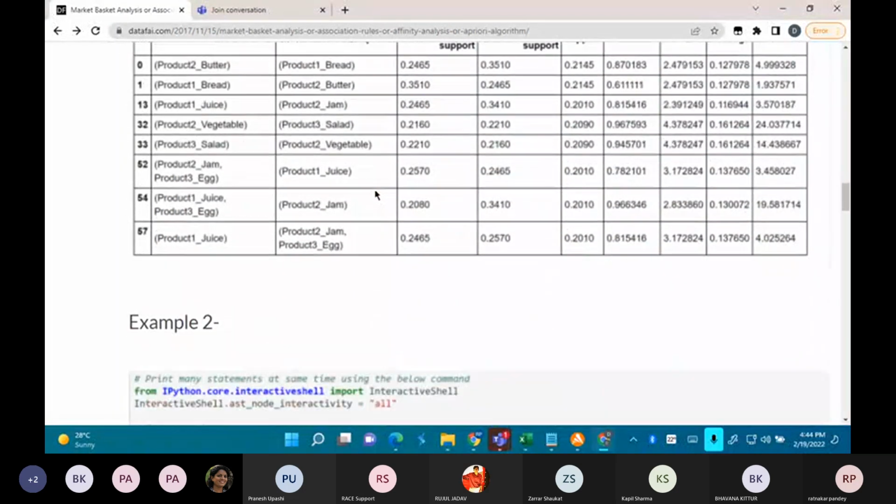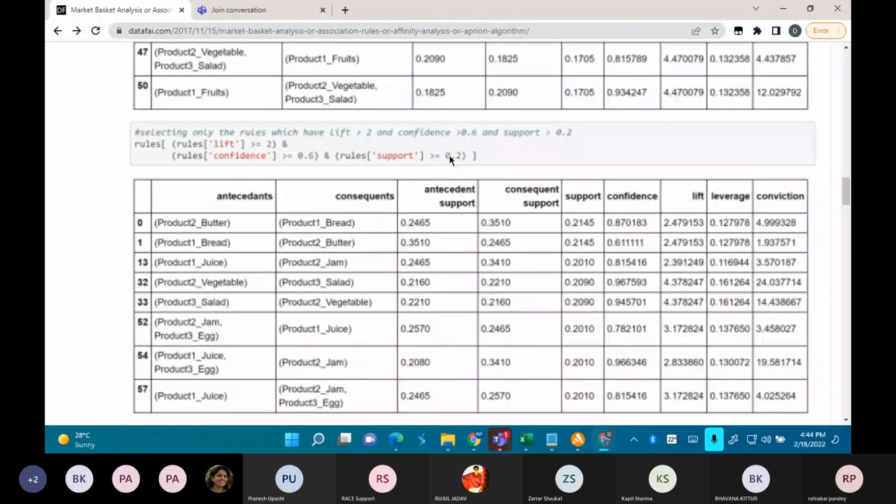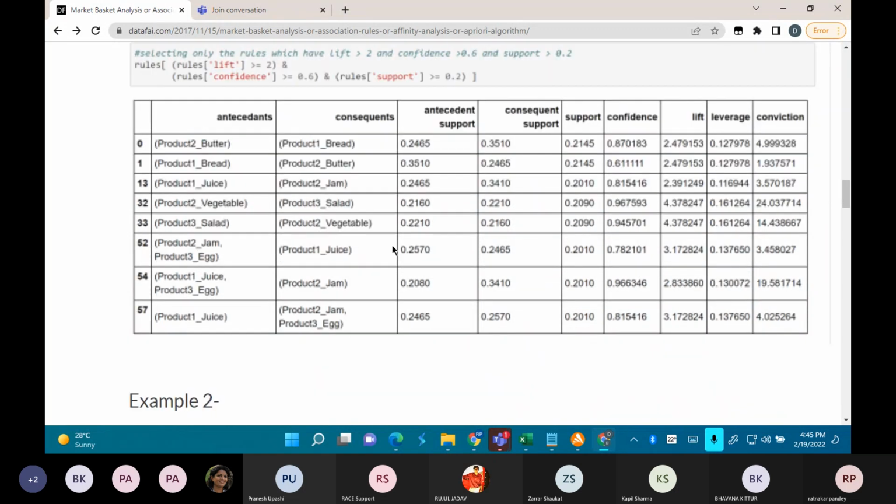So your business says, I want something which has a support of at least 20%, the confidence of this, and lift more than 2. Only give me those rules. So these are the finalized rules for you. I can only make the recommendation like this. If something else happens, I'm not making a recommendation. But the moment I have a butter bought, I can make the recommendation for the bread because I have a very good support, very good confidence, and the lift is more than this. So I can have my own filters in terms of doing that.